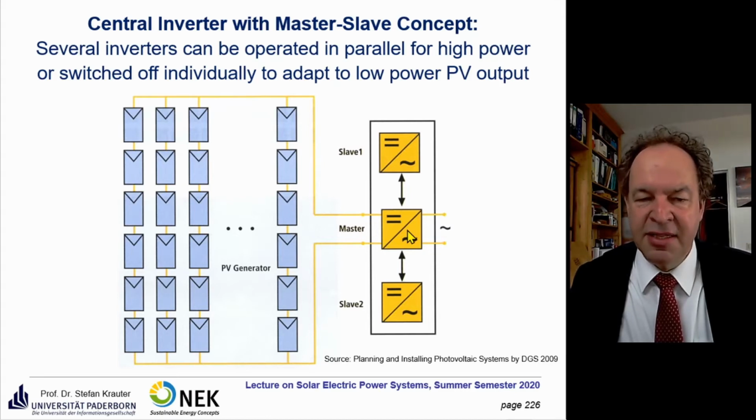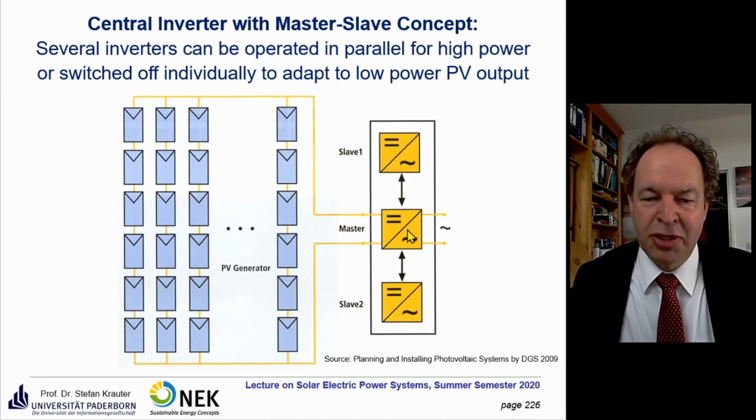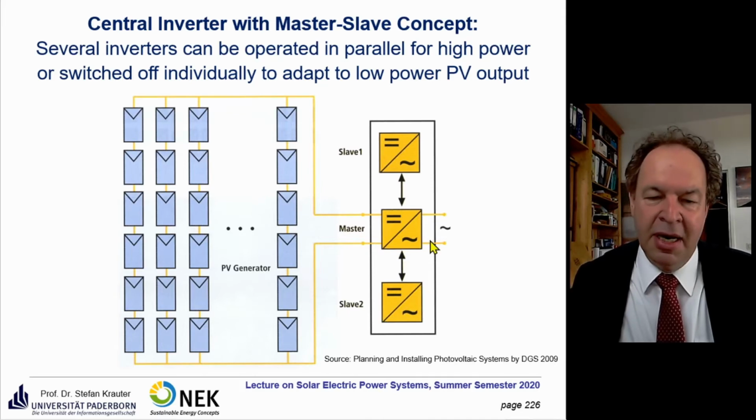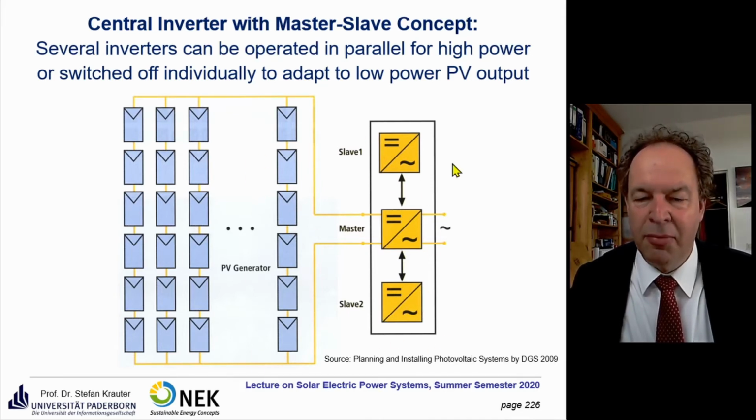If the irradiance is increasing and power output is increasing, for example, to 500 kilowatt, then you apply a second inverter, slave 1 for example, which is another 300 kilowatt, and together now you are able to digest 600 kilowatt, and so on. And you take the third inverter also with 300 kilowatt, then only if very high irradiance occurs, and together then you have a nominal PV inverter output of 900 kilowatt.